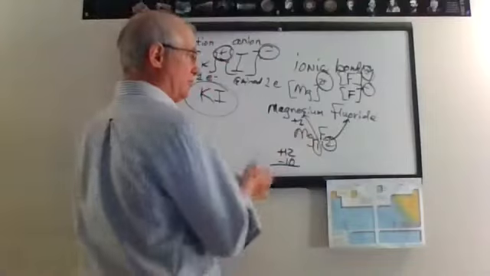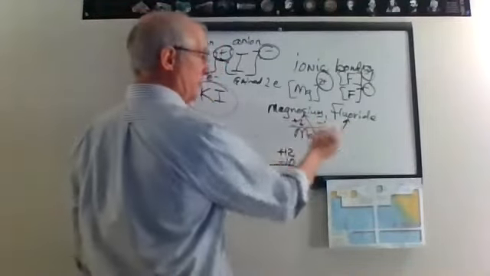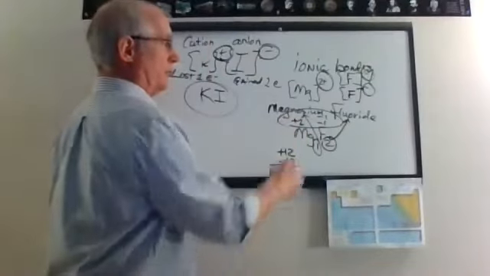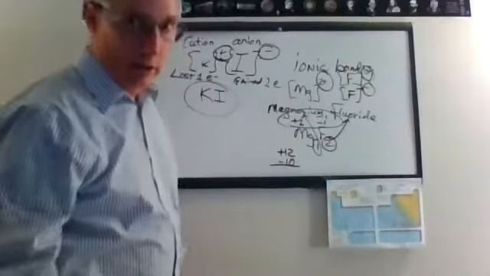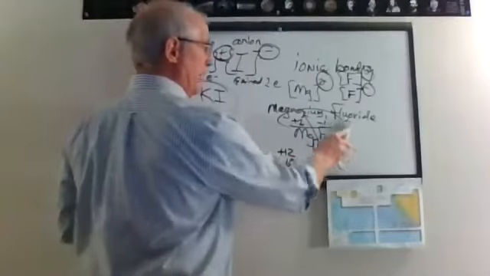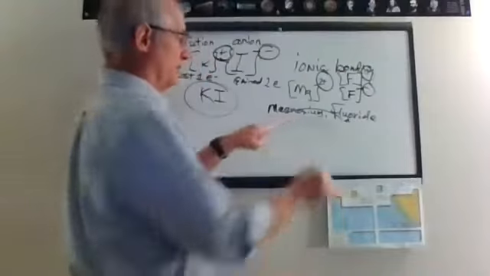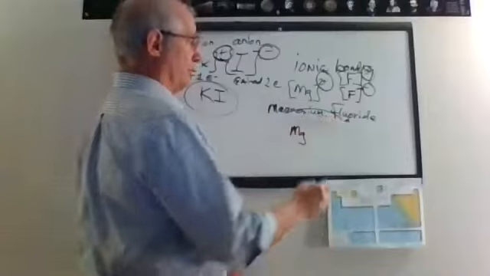And by the way, we need 2 fluorine atoms at -1 apiece. So all of that adds up to 0. Magnesium is +2 when it ionizes. Fluorine is -1 when it ionizes. And so, can I show you the trick right now? Later on, we're going to learn how to write a formula for magnesium fluoride. And first, we're going to write the symbol for magnesium, and the symbol for fluorine.